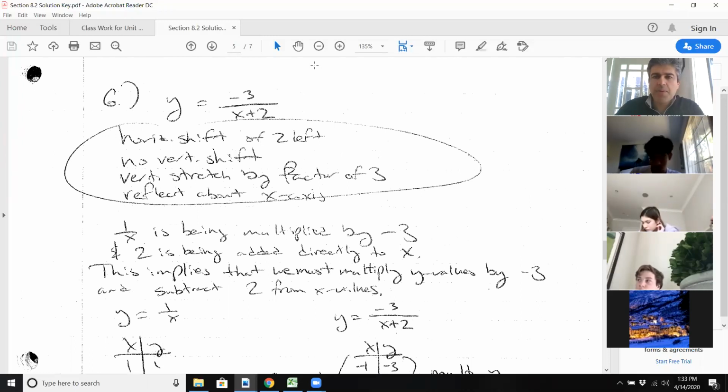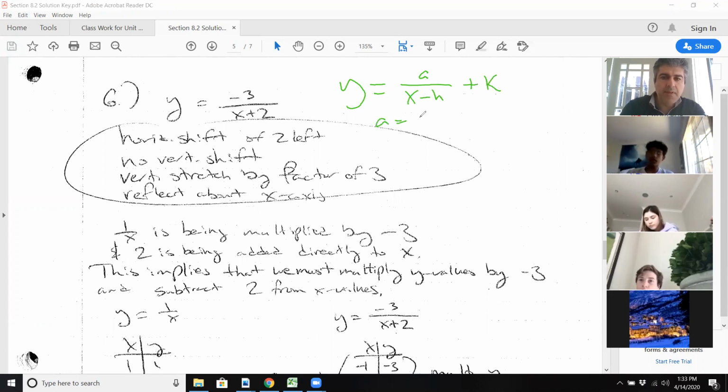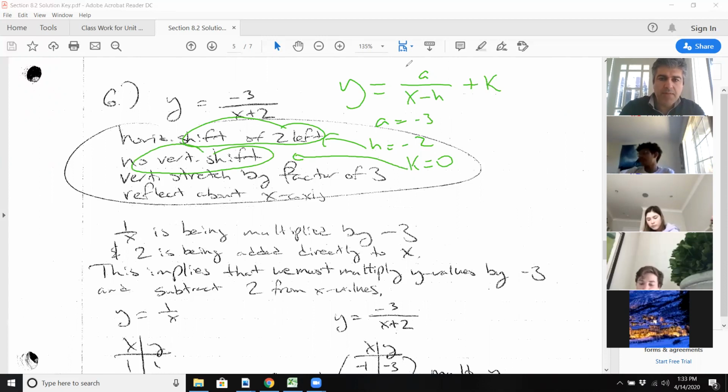So we talked about generally what's happening with these kinds of problems. Like we discussed, y equals a over x minus h plus k. Here our a is -3. Here our h is -2, mind you, because it's x plus 2. So you do x minus -2, and k, of course, is 0. This explains the shift of 2 left from the h value. No vertical shift because k is 0. And then -3 impacts the reflection and the stretch.